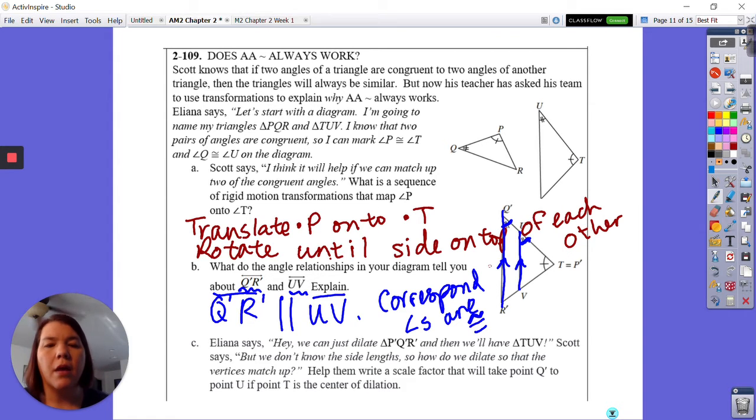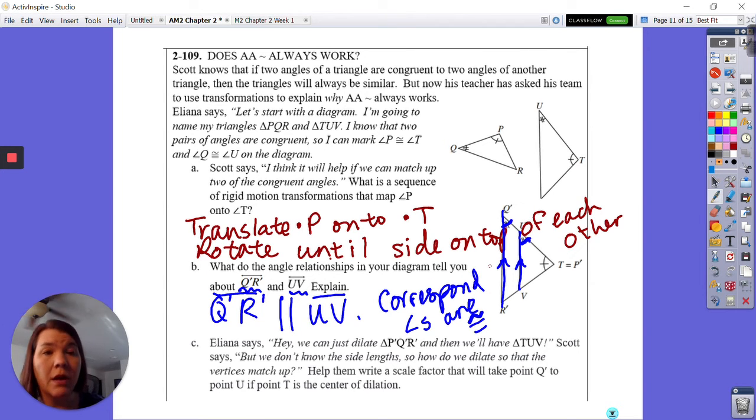All right. Elena says, hey, we can just dilate one triangle and then we'll have the other one. And Scott says, yeah, but we don't know the side length. So how do we dilate so the vertices match up? Help them write a scale factor that will take point Q onto point U if T is the center. So this has to be all letters.